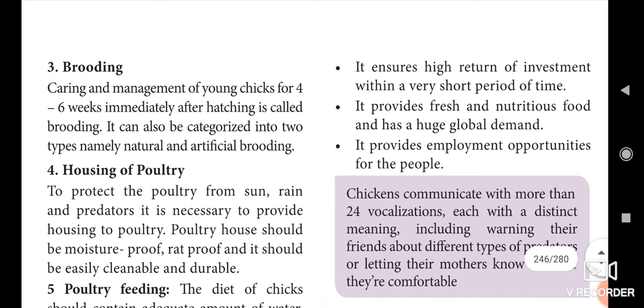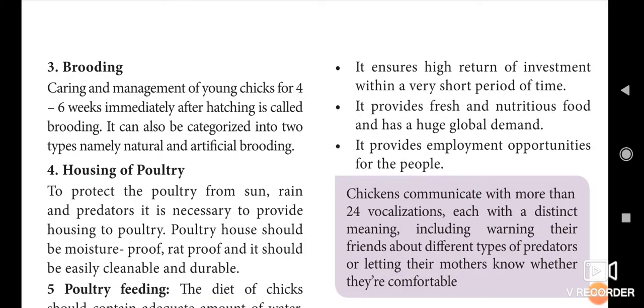Next we have to see about brooding. Here, caring and management of young chicks for 4 to 6 weeks immediately after hatching is called brooding. It can also be categorized into two types, namely natural and artificial brooding.